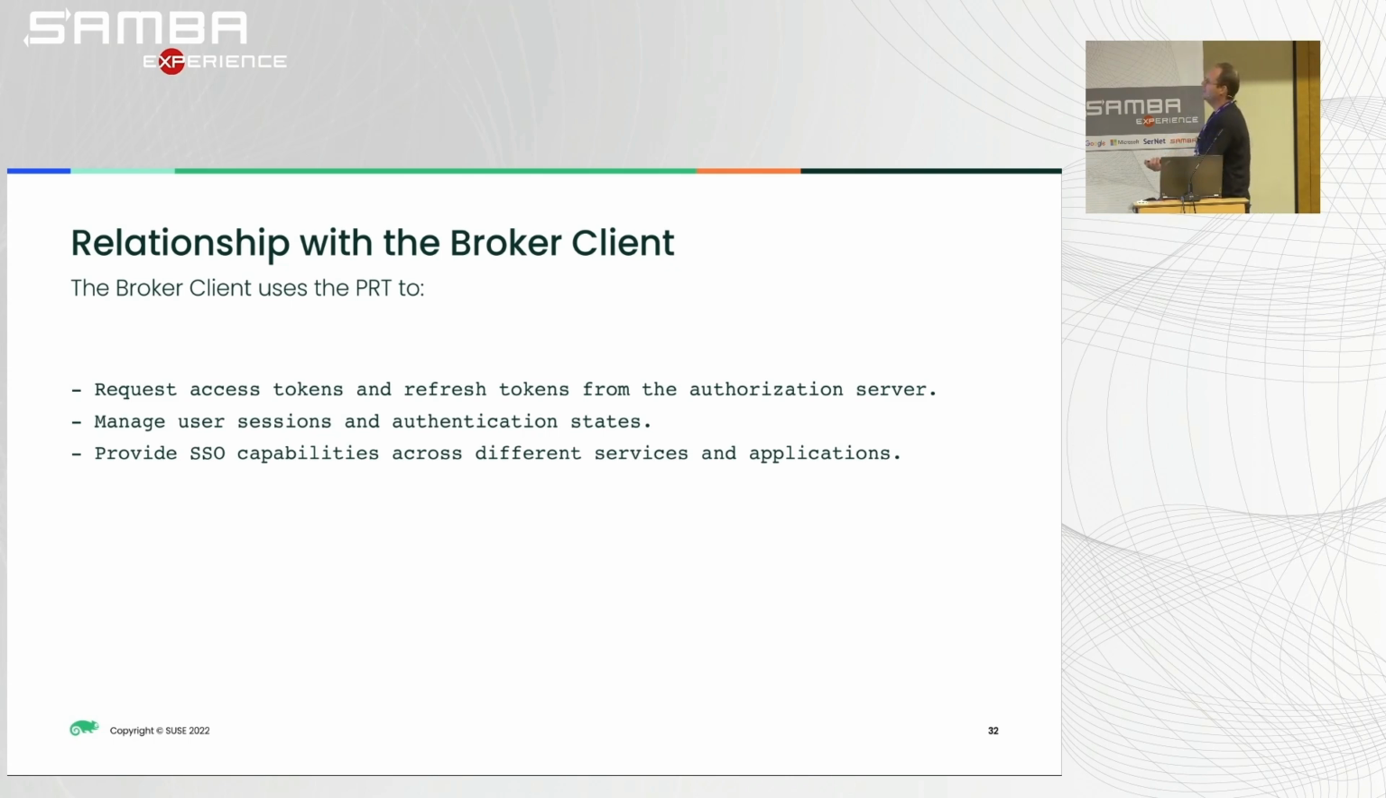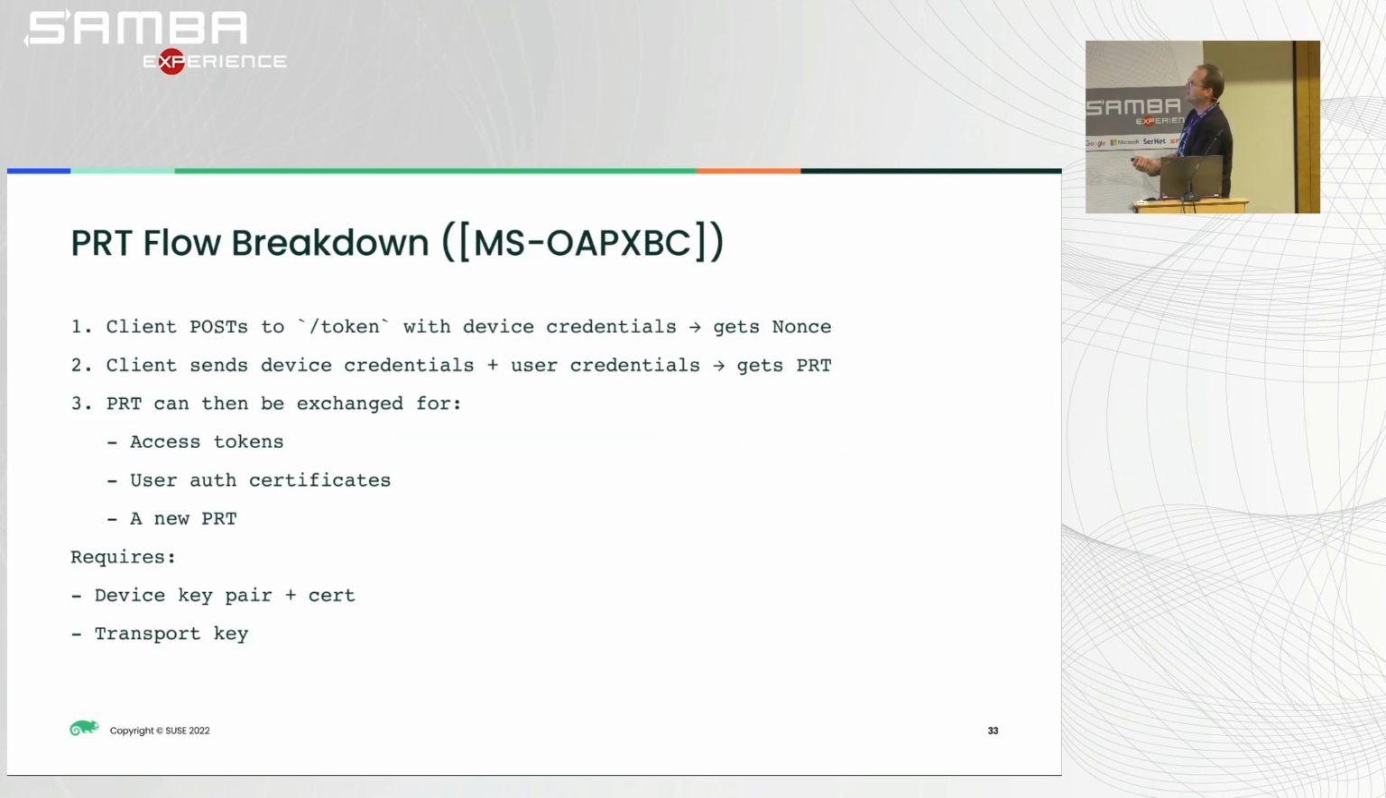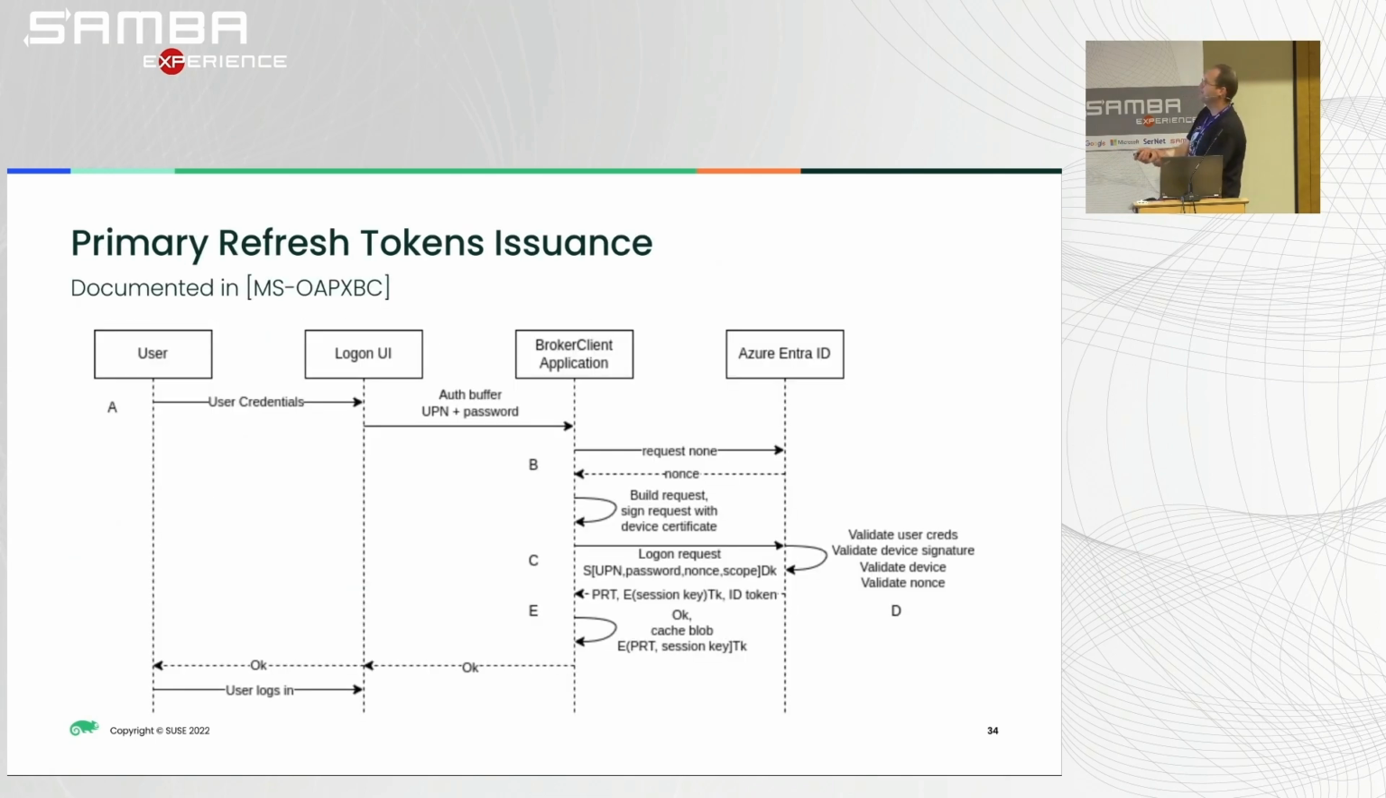It uses the PRT to request tokens and refresh tokens, and manage user sessions. The way a PRT flow works is you send a POST to the OAuth 2 token endpoint and get a nonce. That's the nonce request I was explaining earlier. We send a device credential and user credential to get the PRT, and this PRT in the end can be exchanged for access tokens, etc. Anyway, this is what the flow looks like.